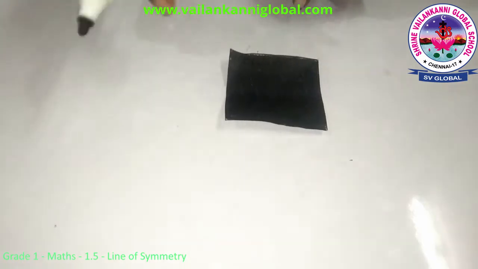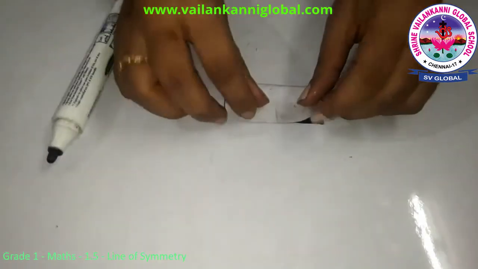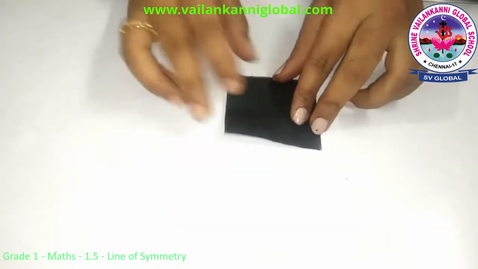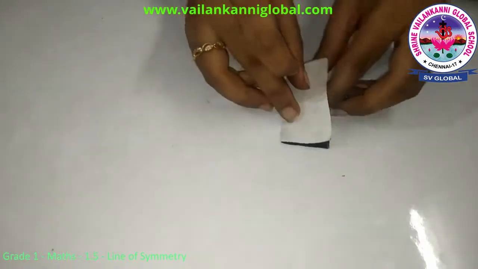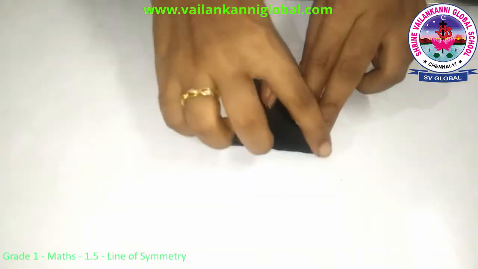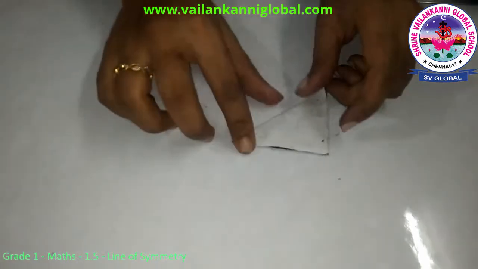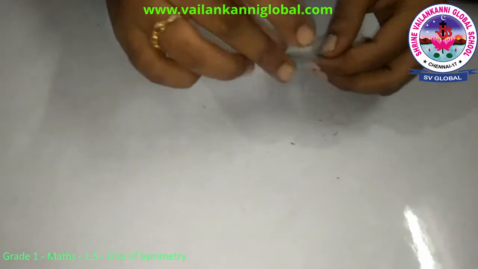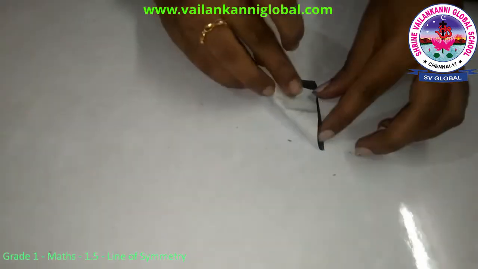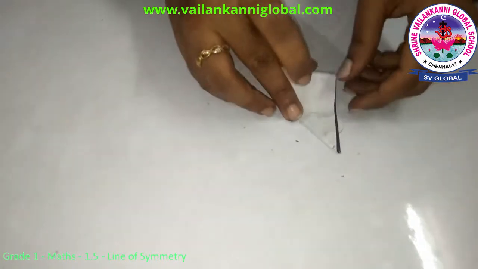Let's see the line of symmetry for a square. So similarly, I'm going to fold it this way towards this side. Again, I'm going to fold it this side. So this is one line of symmetry. Now towards these two, I'm going to fold it this way. So this is the third line of symmetry. And finally towards this corner. So like this. In all these, the sides are overlapping.